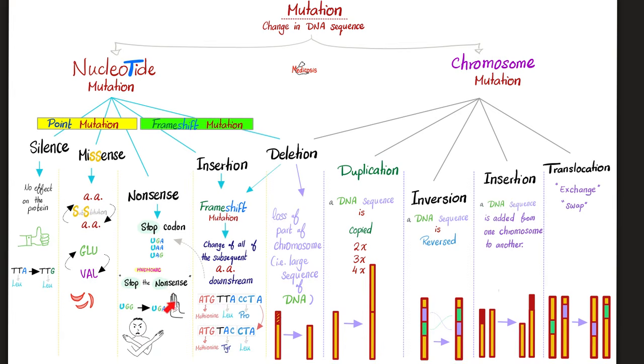This is a stop codon. Now it's going to stop. That's a nonsense mutation. Next, insertion or deletion. They can lead to frame shift mutation. What's a frame shift mutation?